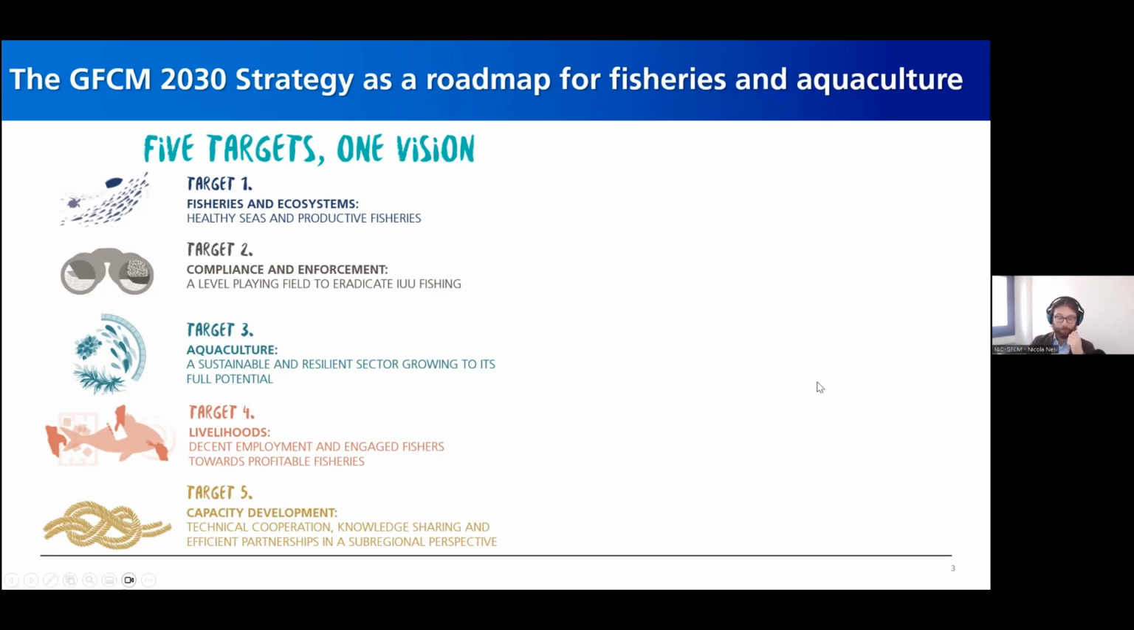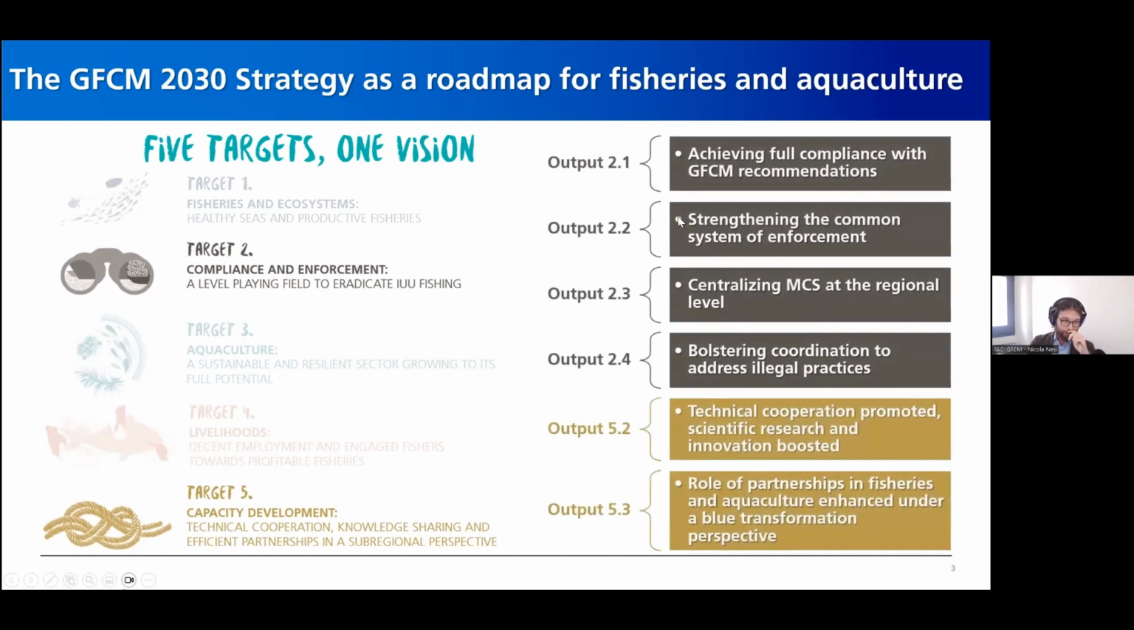Now, for our purposes today, the most important of these targets is target 2 on compliance and enforcement. But as you'll see in the next slide, target 5 on capacity development is also of considerable relevance here. You can also see that each target is broken down into outputs, and these are the outputs that are most relevant to us today.